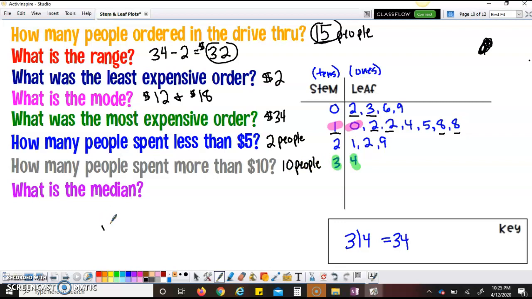And then what is our median? This one's kind of fun to do, but you got to keep yourself organized, okay? Okay, so remember, median is your number in the middle, okay?